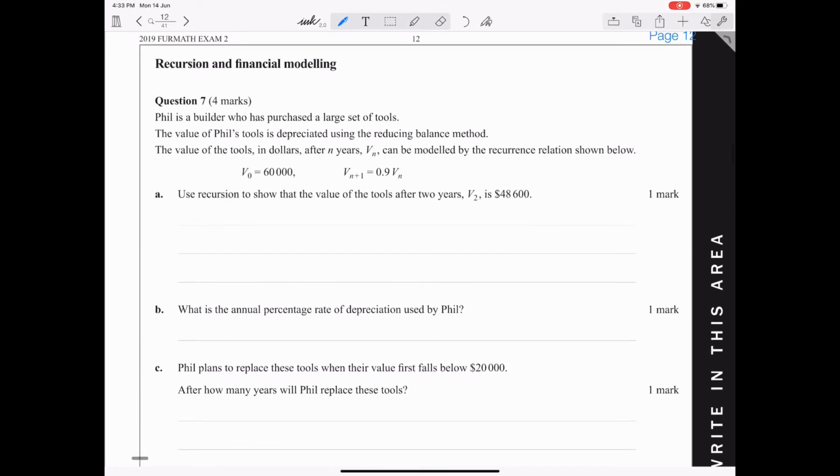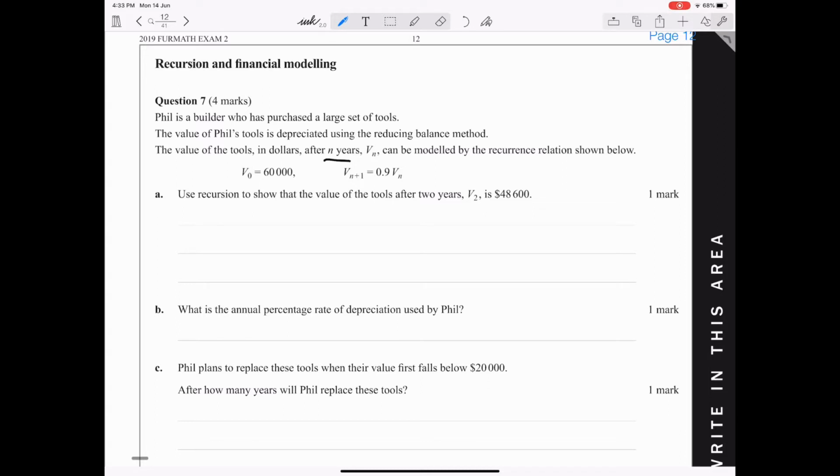So question 7, Phil is a builder who has purchased a large set of tools. The value of Phil's tools is depreciated using the reducing balance method. The value of the tools in dollars after n years can be modelled by the recurrence relation shown below. Use recursion to show the value of the tool after 2 years, V2 equals $48,600.